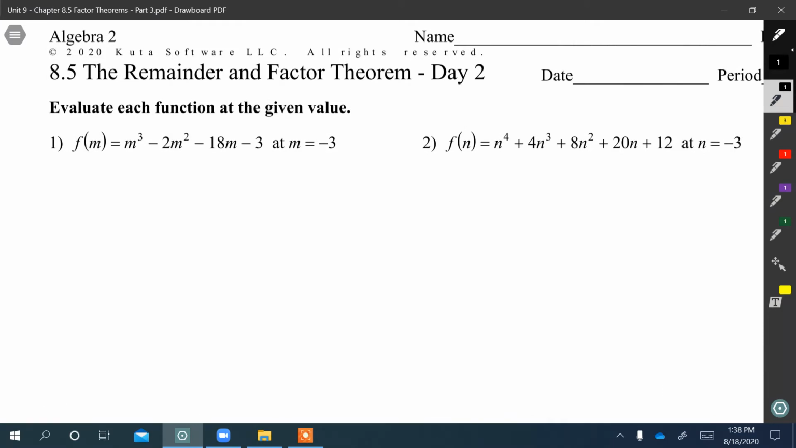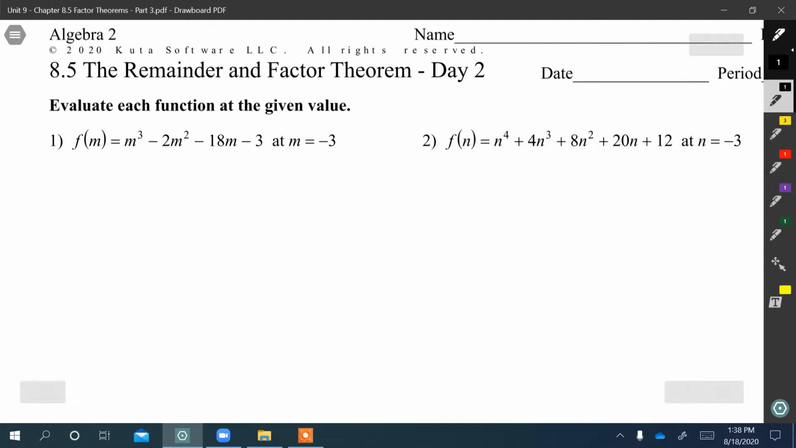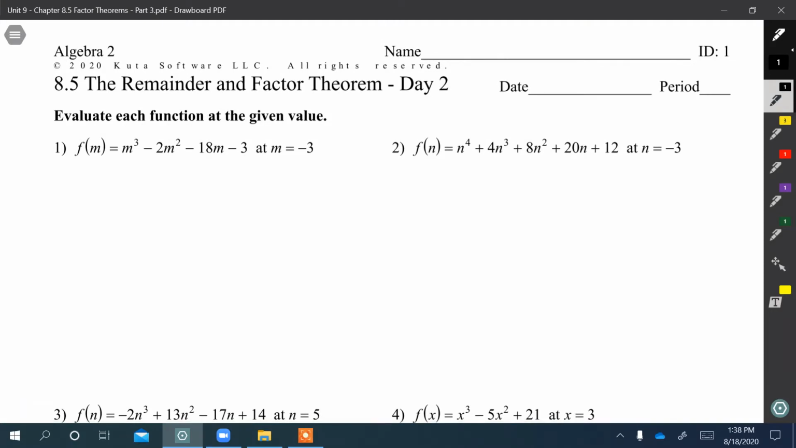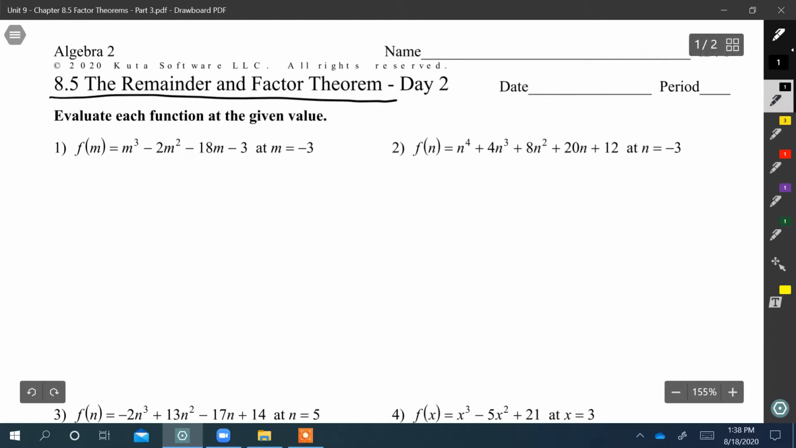So you want to make sure that you are writing everything down because you are going to be submitting this. If you don't write anything down, then you pretty much are going to have to redo all of this again. So make sure you have a paper out, title it like this, and then you're going to take a picture of that paper and submit it.